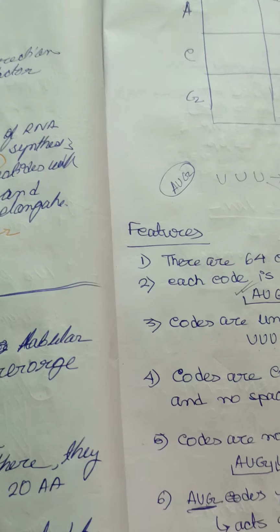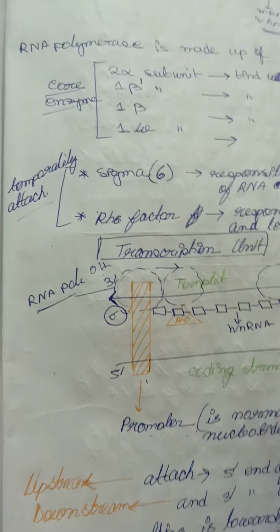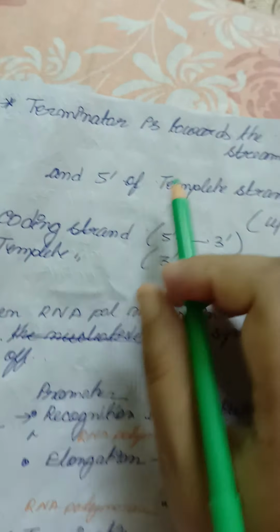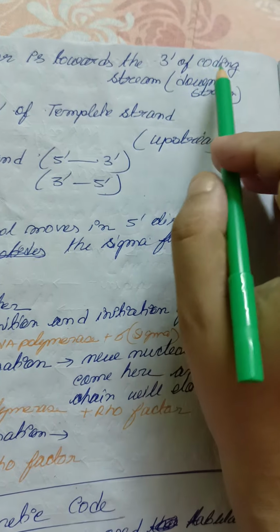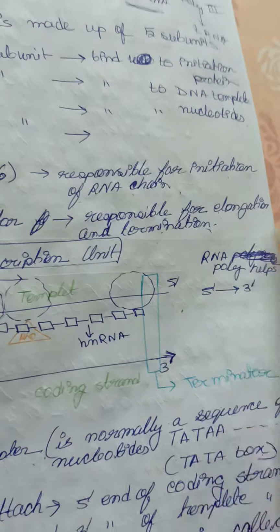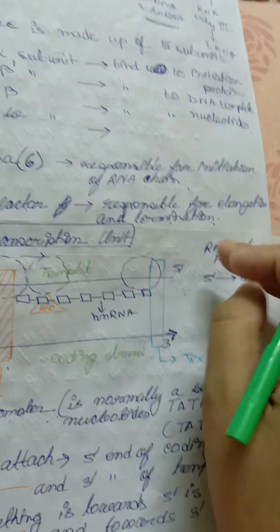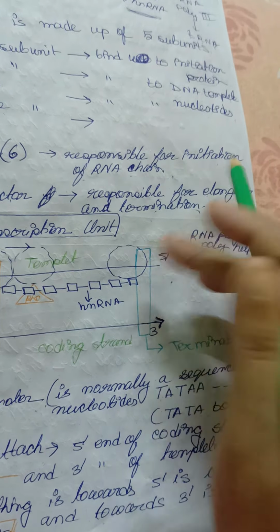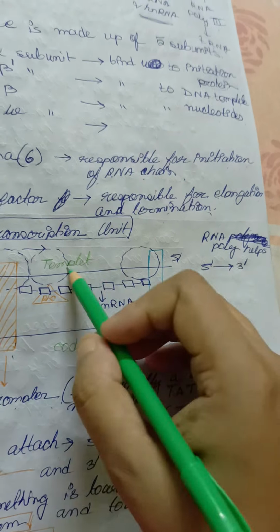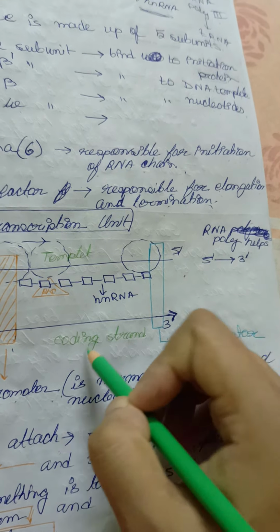The next step, what will happen? In the next step, the terminator will bind. The terminator is towards the 3' end of the coding strand. You see, here is a terminator. It will terminate, meaning the mRNA synthesis will not continue. We will see. So there will be a terminator. It is at the 5' end of the template strand and the 3' end of the coding strand.